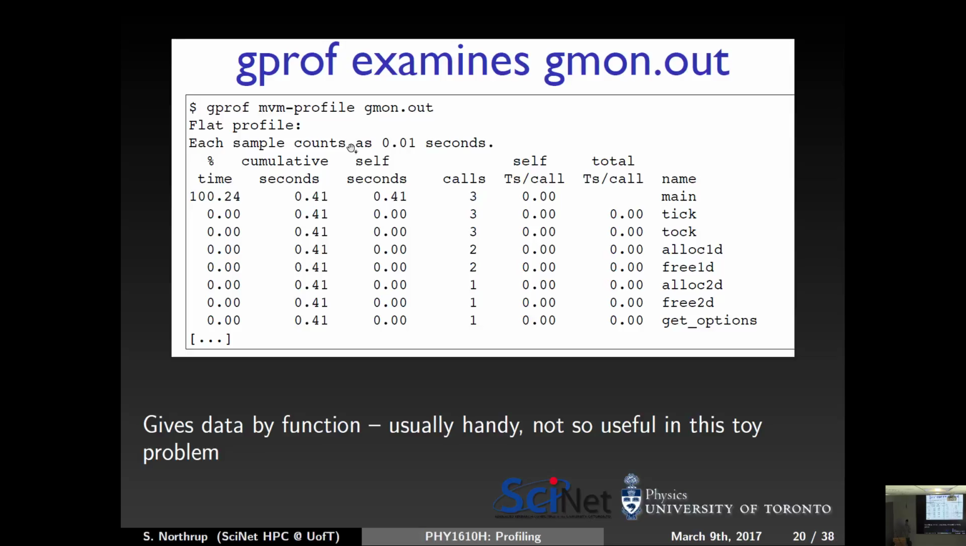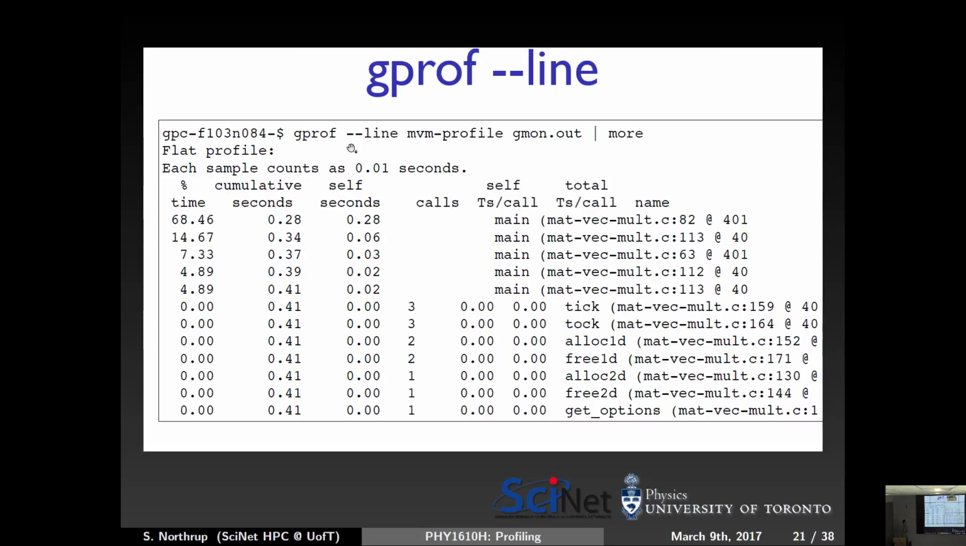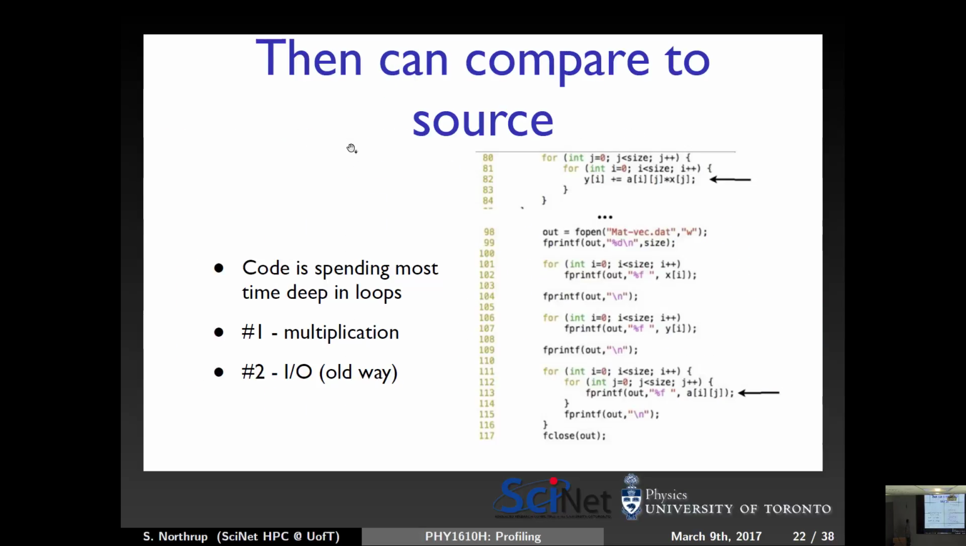The good thing is, because we had the debugging symbols on, we can add the -line option and break it down to line. So now we're inside main, and we can look, okay, I'm spending 68% of my time in the matrix vector multiply, line 82. And then I'm spending the second most chunk of time on line 113. So then I can go back to my code, simple enough. On line 82, not surprisingly, this lines up with what we did in our instrumentation case. The line where I multiply my A matrix times my X vector, not surprisingly, that's where I'm spending all my time.